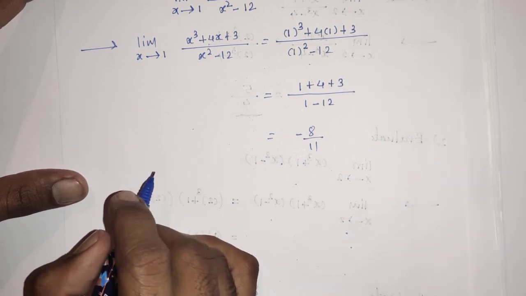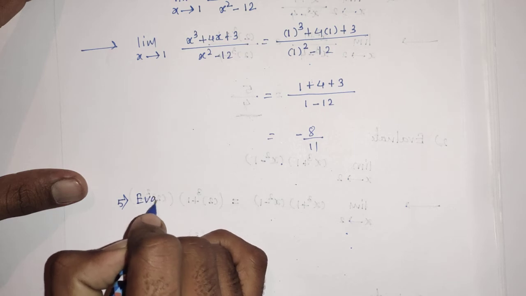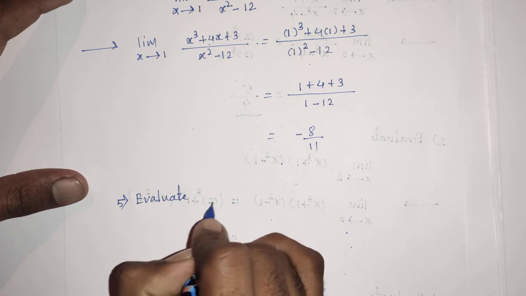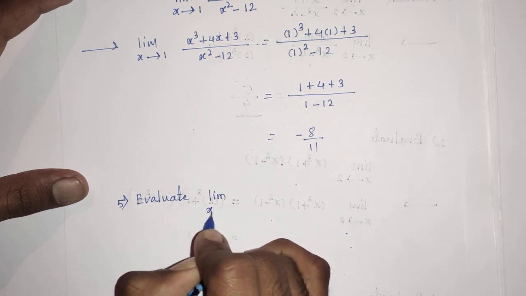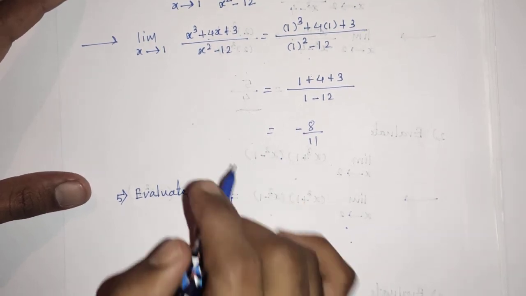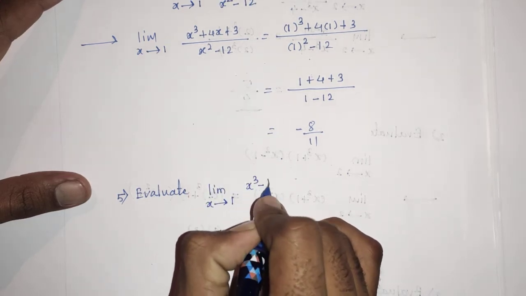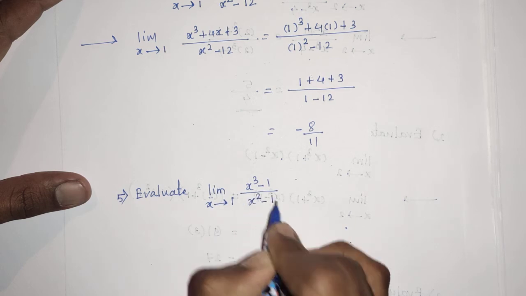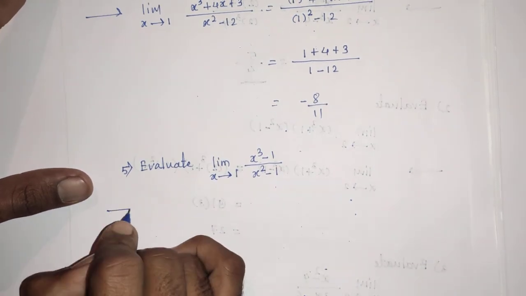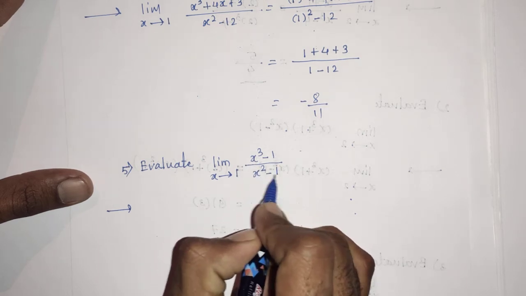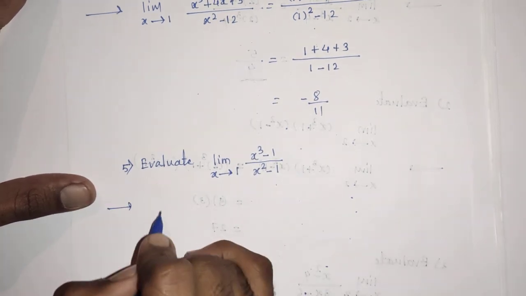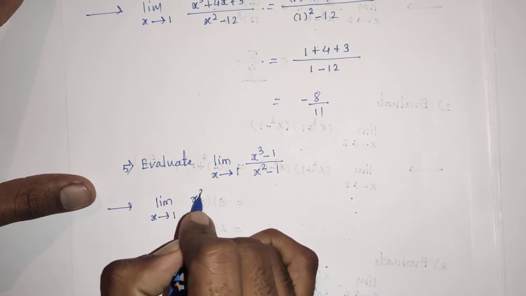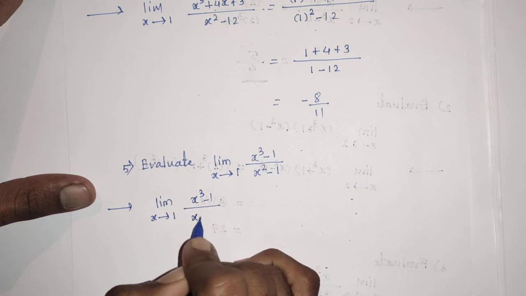Fifth example. Suppose evaluate limit x tends to 1, x cube minus 1 divided by x square minus 1. Now if you put x is equal to 1, then we get 1 minus 1 is 0, 1 minus 1 is 0, 0 by 0 form. So here we have to do some calculations. So here limit x tends to 1, x cube minus 1 upon x square minus 1.